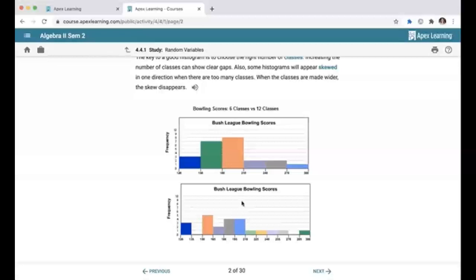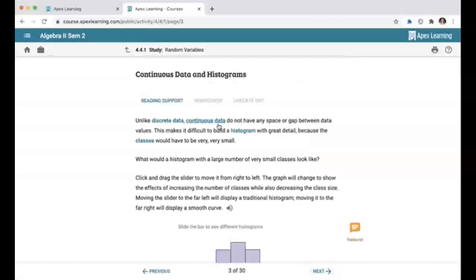And if we look at 12 classes here, right, you can see there are a lot more classes, a lot more bars, right? And there are some gaps here where people don't even fill that in. All right, so again, depending on what you want to say about your data, either of these could be good ways of showing the data. Okay, and then obviously going to continuous data, okay? Continuous data makes it a little bit more difficult to build a histogram because the classes would have to be very small, right? If we had to go into actual half units, all right?